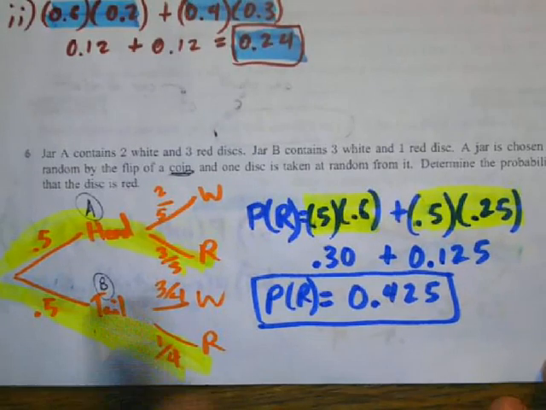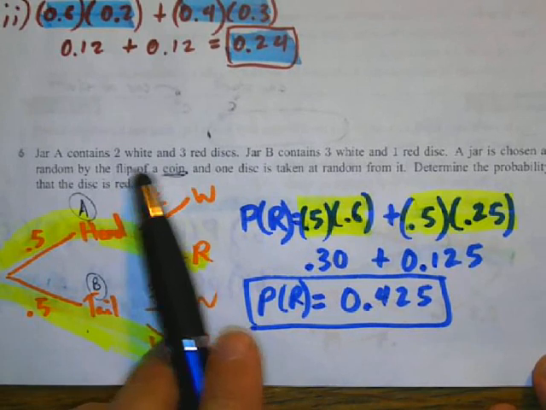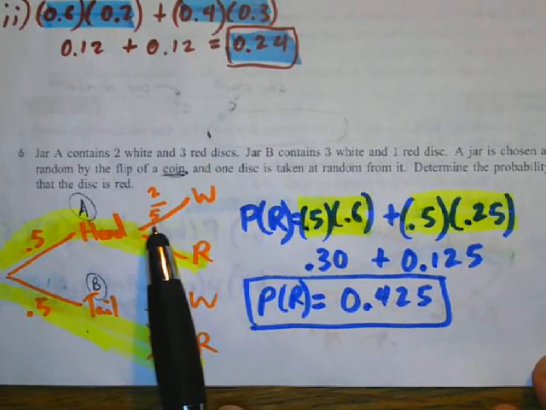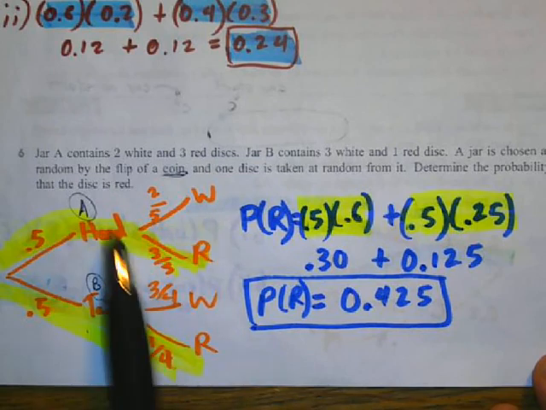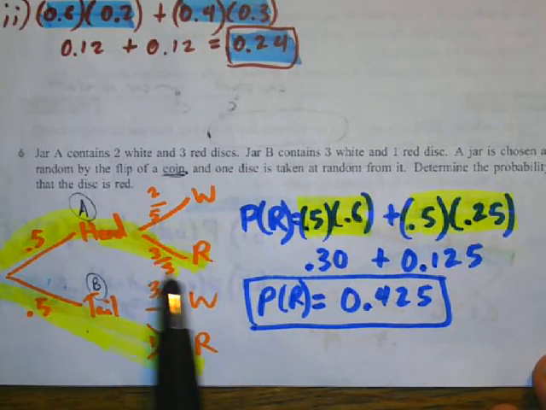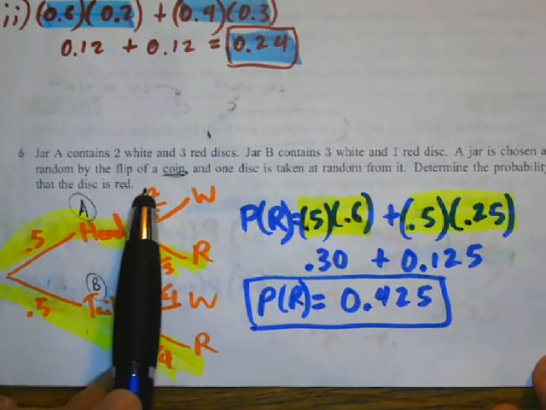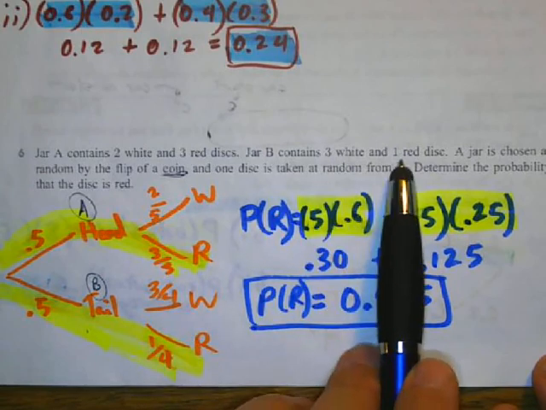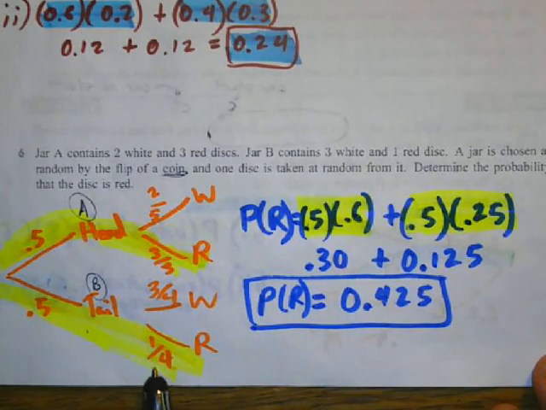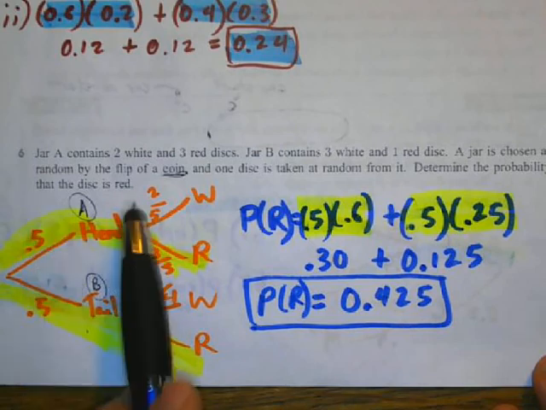Now, if you get jar A, you have 2 white and 3 red discs, so you've got a 2/5 chance of getting a white disc, and then you have a 3/5 chance of getting a red disc, because 2/5 plus 3/5 gives me 1. Now jar B has 3 white and 1 red disc, so 3/4 and 1/4. Once again, these add up to 1. So the question is, determine the probability of getting a red disc.